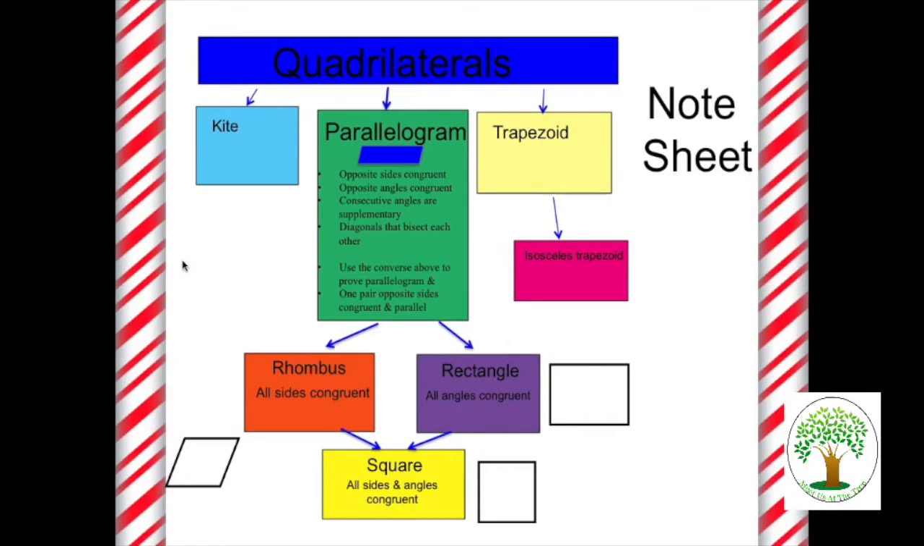I want you to notice, based on this picture here on this note sheet, is a kite going to be a parallelogram? No. Is a trapezoid going to be a parallelogram? No. What is it going to be? Quadrilateral. It's going to be a quadrilateral. So it'll have 4 sides, but the properties of the parallelograms will not apply to kites and trapezoids. There might be some similarities, but all of the parallelogram properties will not apply to kites and trapezoids. Will the properties of trapezoids flow down to isosceles trapezoids?